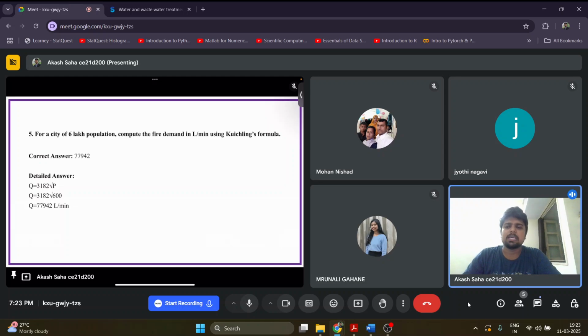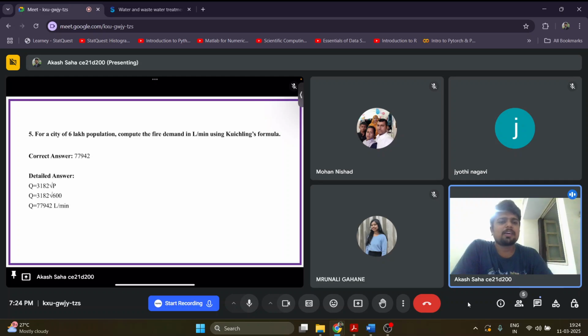It's 3,182 root P. But here you have to take care that this P should be the population in thousands. Okay, so for 6 lakh population, the P will be 600. So we have to just convert whatever population is given into thousands. So 6 lakhs is equal to 600,000. That is the only minor thing that we have to take care of, and then the answer will be directly in liters per minute.